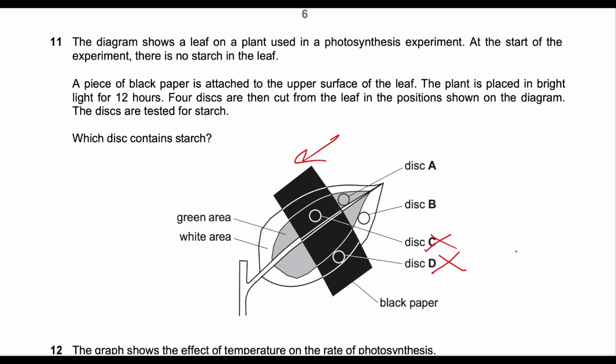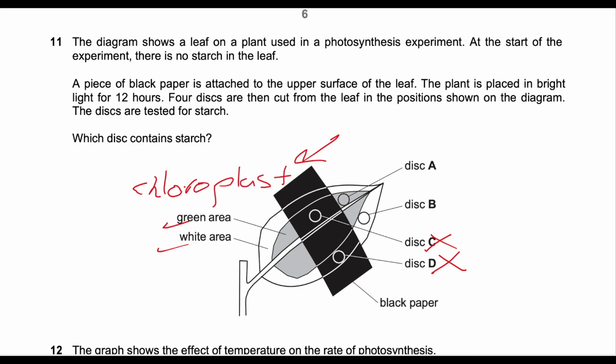Okay, now we have disc A and disc B. What is the difference? Disc A is in a green area, disc B in a white area. What do you mean by green area? That we have chloroplasts. Okay, let me write it.